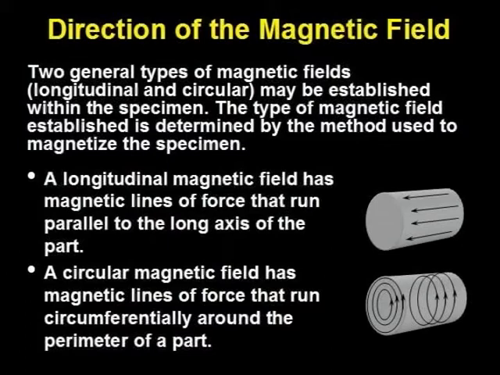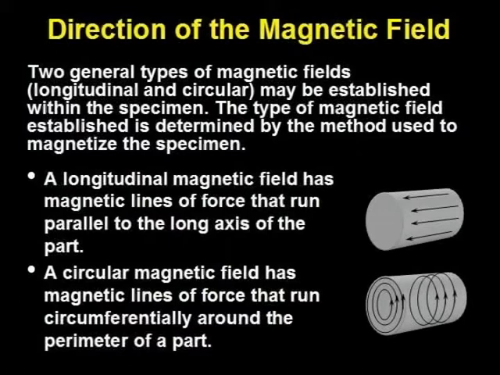The field created by an encircling coil would create longitudinal magnetism. The magnetic field created by passing a current along the axis of the test article would create circular magnetism, because that is the direction of the magnetic field around a linear current.